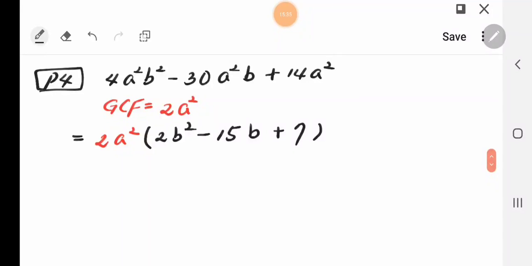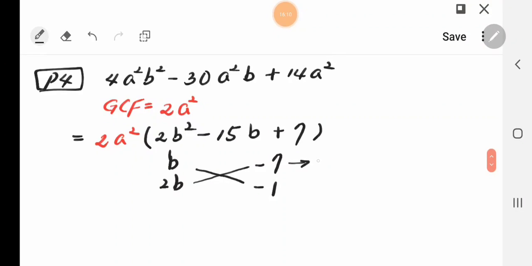So we have a trinomial in the parenthesis. Let's factor this trinomial if it's factorable. So 2b squared is b times 2b, and 7 is 7 times 1 or 1 times 7. So let's try 7 times 1 because 2 times 7 is a large number. Anyway, you can put both negative because the sum of the cross multiply results has to be negative.